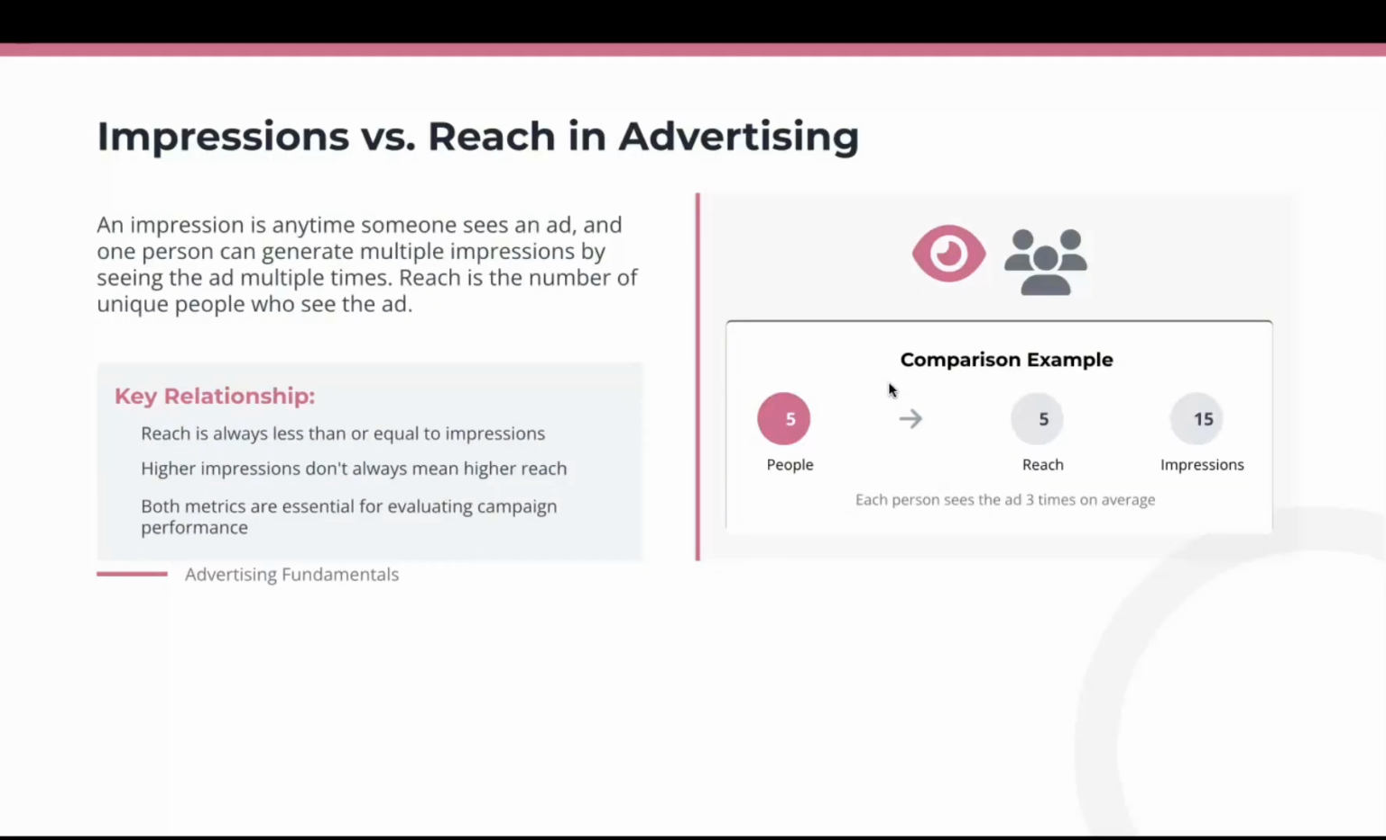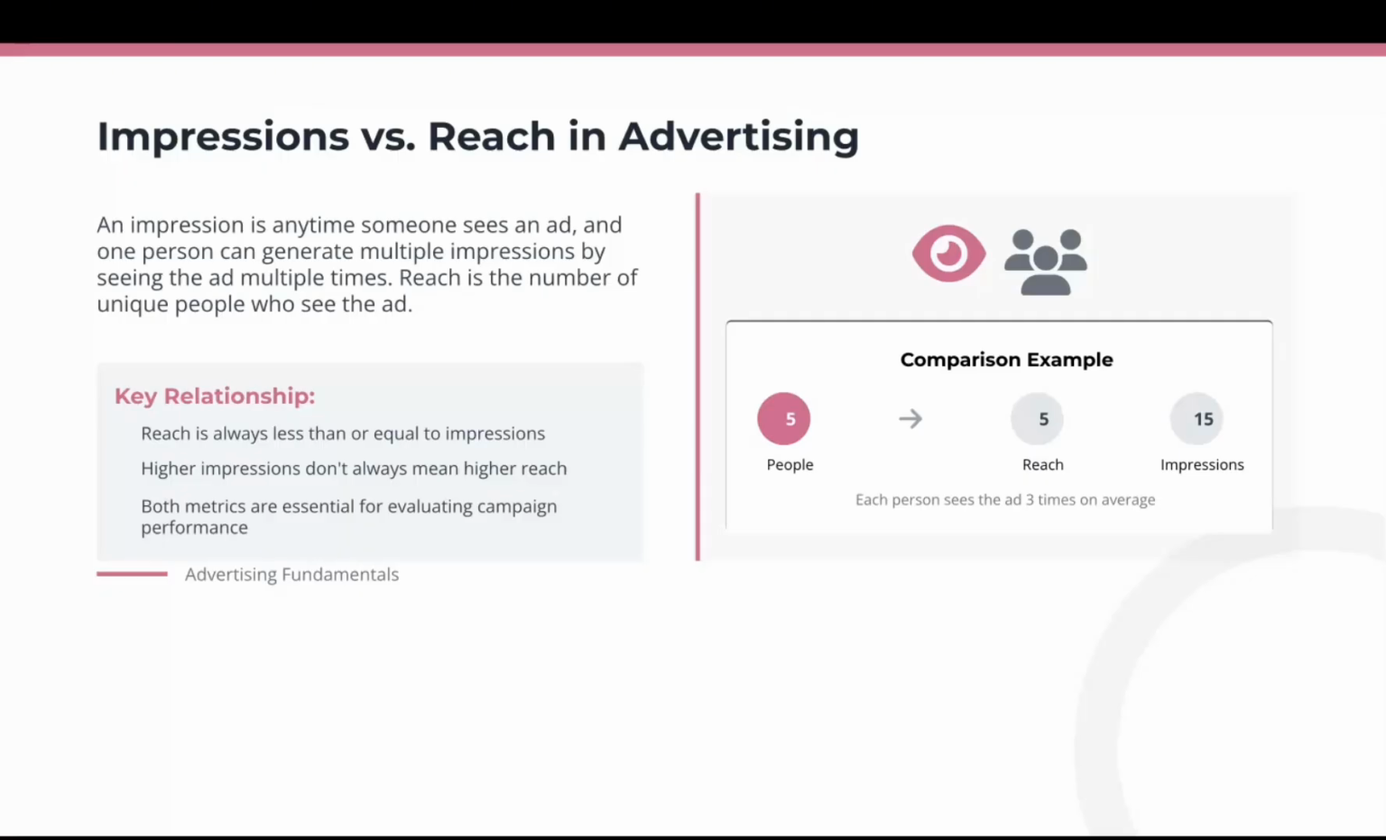Now, what is impressions versus reach? What is the difference? Because a lot of people think that impressions is the same thing as reach, and they are not. The biggest difference between them is that impressions is anytime someone sees an ad, and one person can generate multiple impressions by seeing the ad multiple times, whereas reach is the number of unique people who see the ad. So reach is always less than or equal to the impressions.